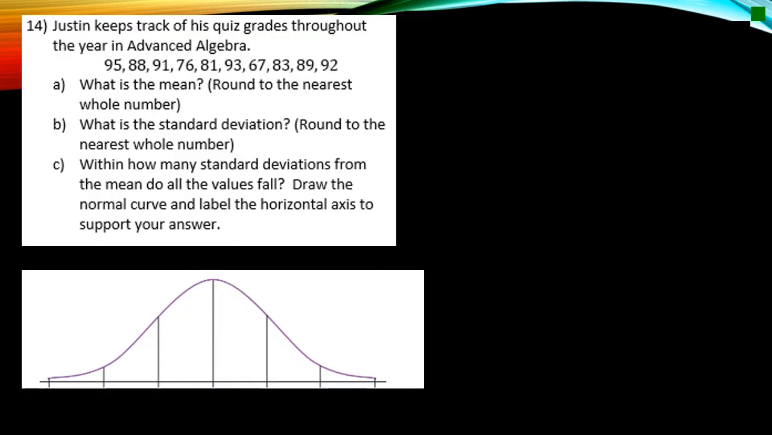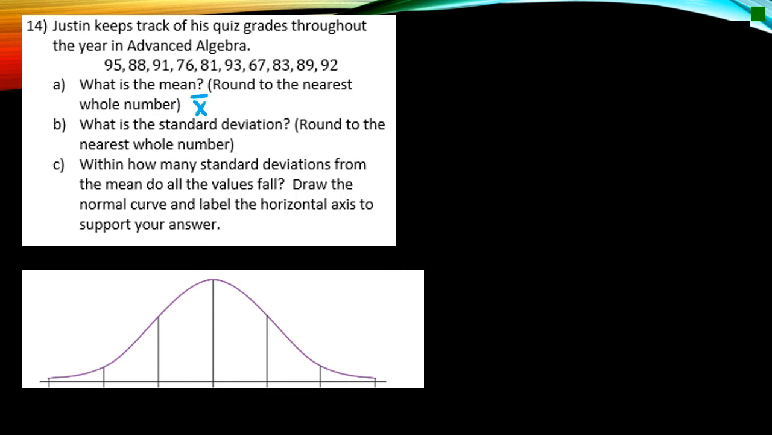Justin keeps track of his quiz grades throughout the year in advanced algebra, and then it gives you a list of his quiz grades. Part A asks us to find the mean, and we're going to round to the nearest whole number. So over to the right, you'll see a video on the calculator. I'm going to use the calculator to find the mean and the standard deviation, so parts A and B. And I'm going to write down the answers.